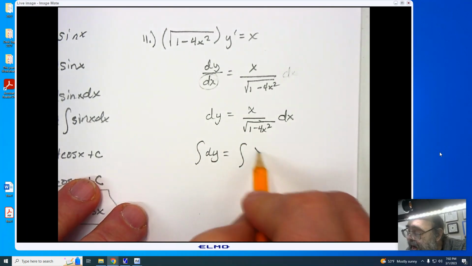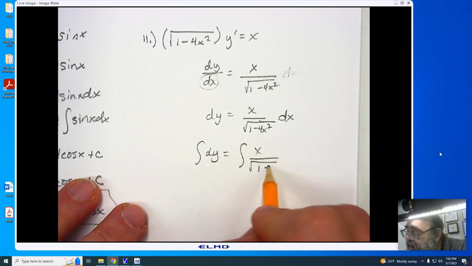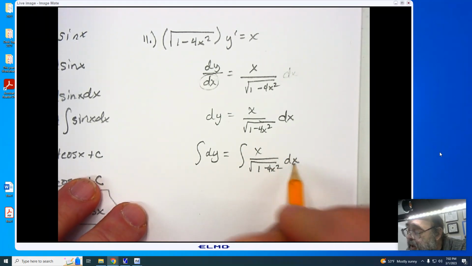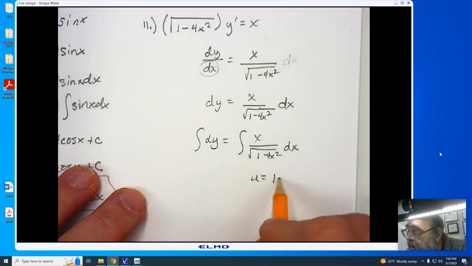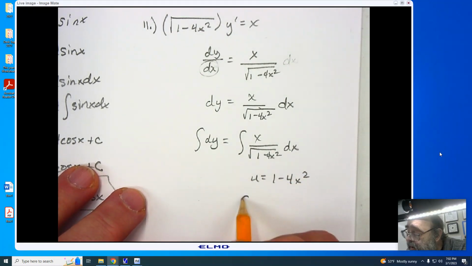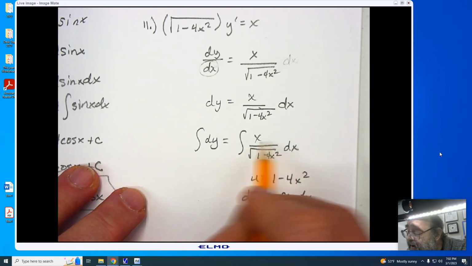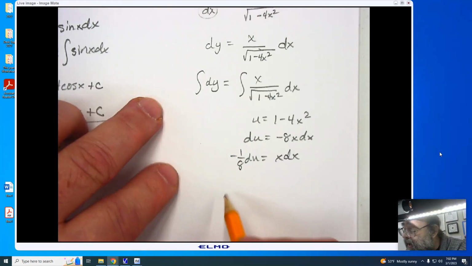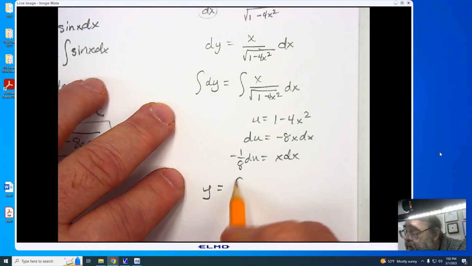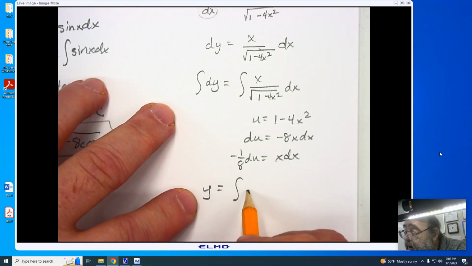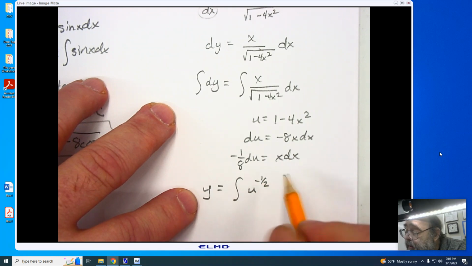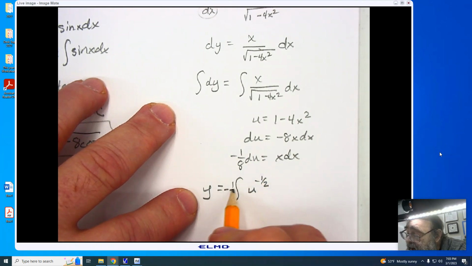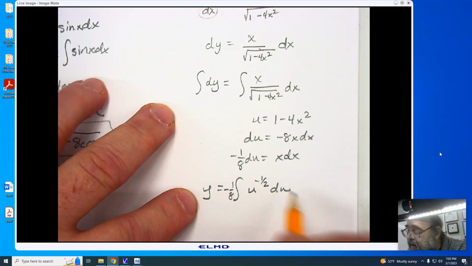I'm now going to integrate dy. I'm going to integrate x over the square root of 1 minus 4x squared dx. I'm going to use a u substitution, u equals 1 minus 4x squared. The du is therefore giving me negative 8x dx. I only have an x dx, so I have negative 1/8 du is equal to x dx, and I'm now replacing. I'm going to end up with y equals the integral of u to the negative 1/2 power, with a negative 1/8 out in front and my du.